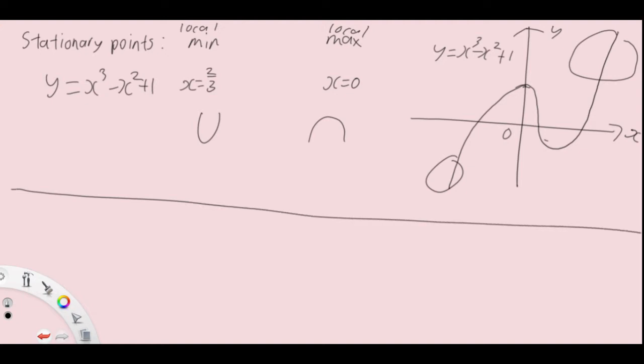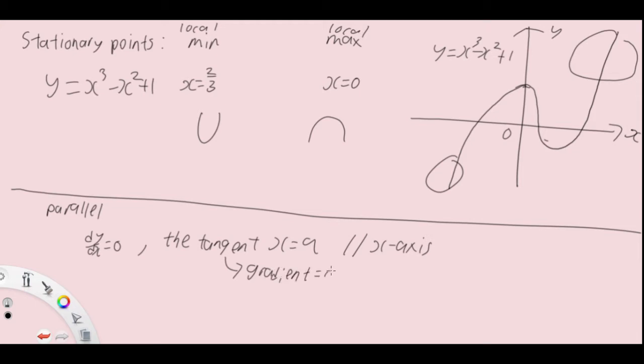Another topic I'd like to relate this to is the idea of parallel lines. All right, we know that for a horizontal line at a stationary point, its derivative is therefore 0, right? So when dy/dx equals 0, it means that it's a stationary point. So when questions say that the tangent at the point x equals a is parallel to the x-axis, the horizontal axis, immediately you know that the gradient of the tangent equals 0, and is hence a stationary point.